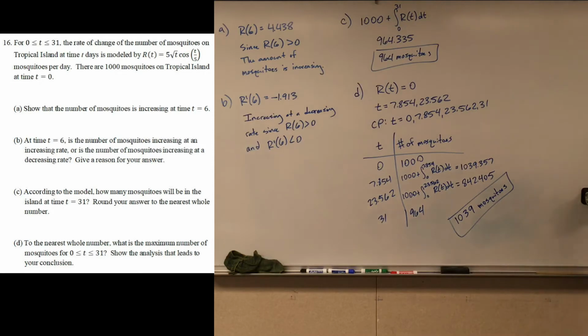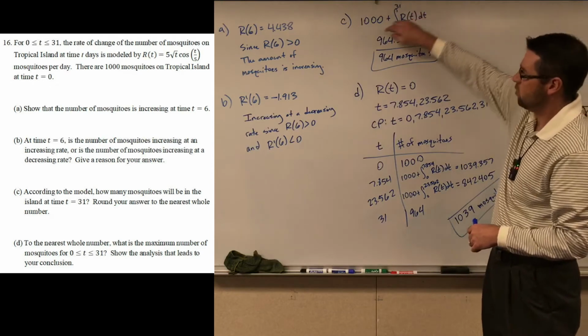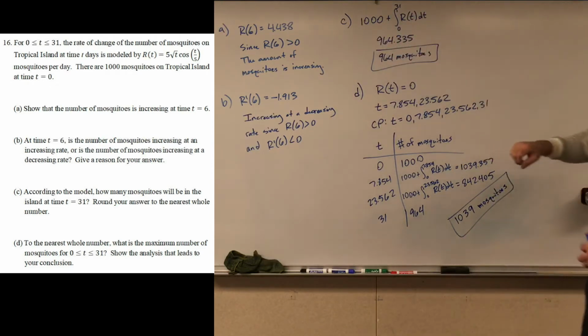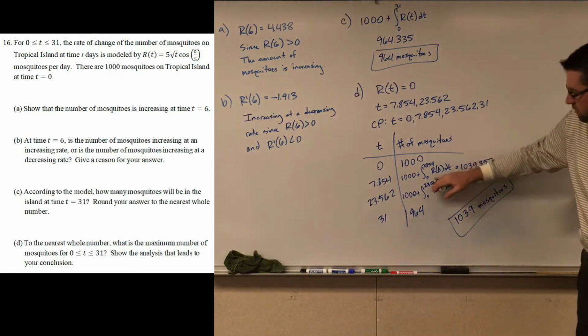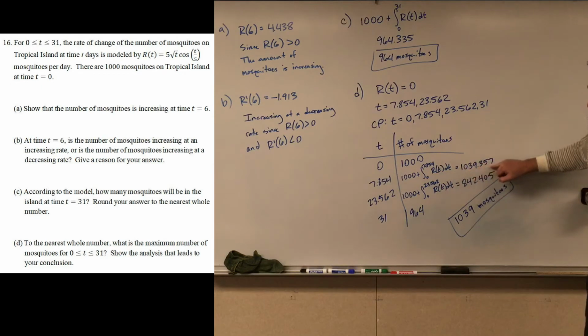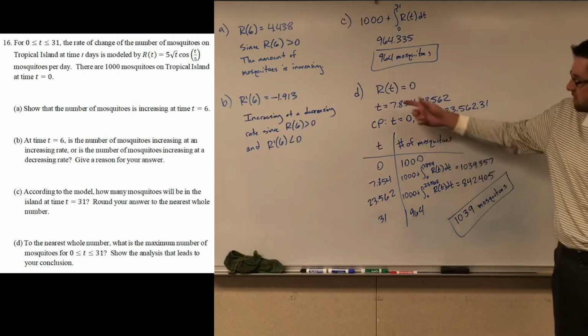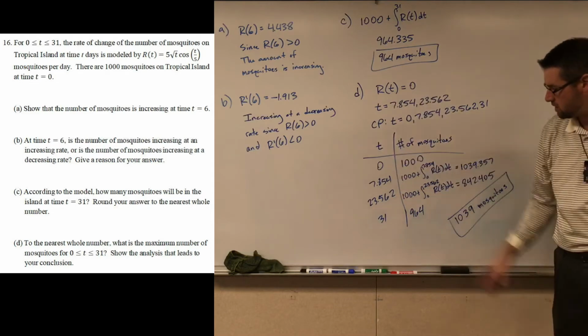Okay, so part A, you get 1 point for saying r of 6 is greater than 0. Part B, you have to consider r prime of 6, and so you get a point for that and a point for your answer saying it's increasing at a decreasing rate because r prime is negative. Part C, you get 2 points, one for the integral here, and then one for the answer, so you included the initial condition. Part D, 2 points for the absolute maximum value. So 1 point for the integral, 1 point for the answer, and then 2 points for the analysis. So basically setting r of t equal to 0, and then all of this.